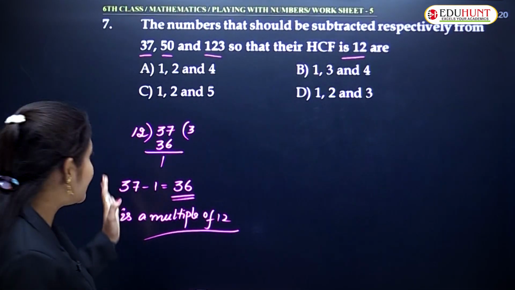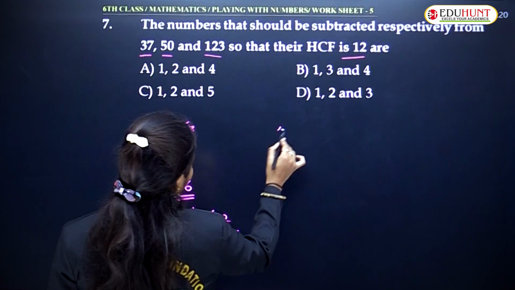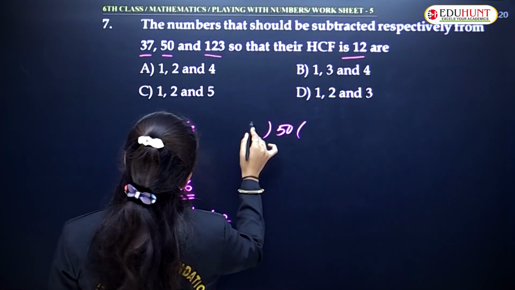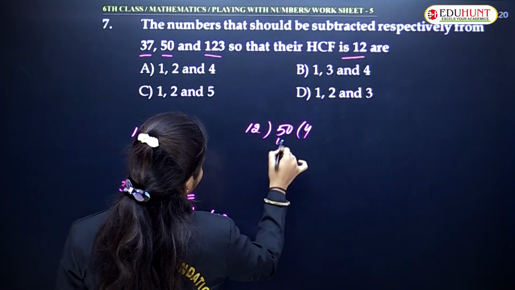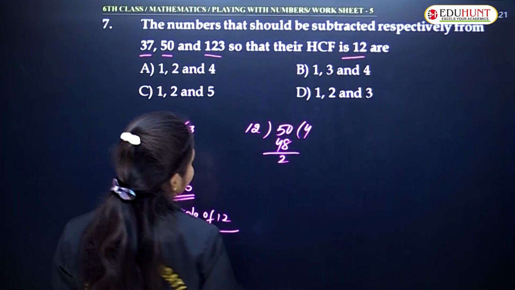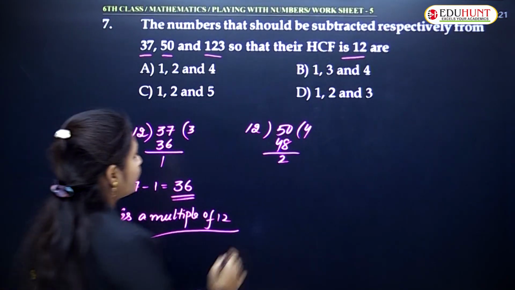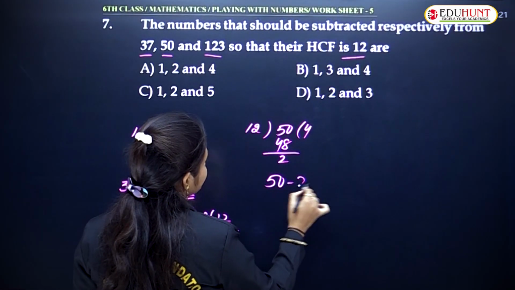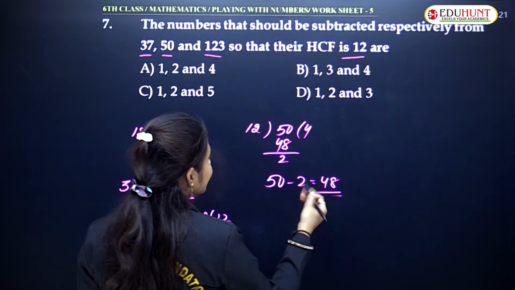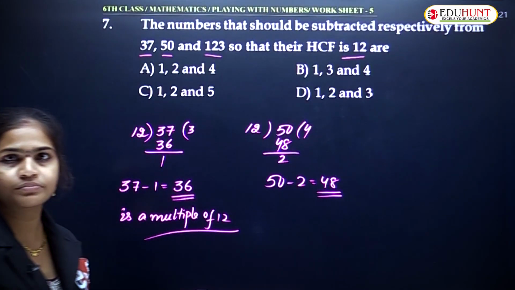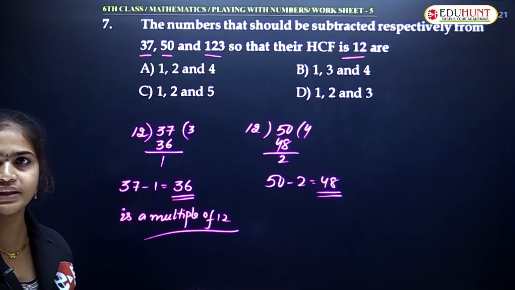And in the same way, similarly, here 50. 12 fours are 48. 2. So here the remainder is 2. That's why 50 minus 2 is equal to 48. 48 is exactly divisible by 12. So 48 is a multiple of 12 here.